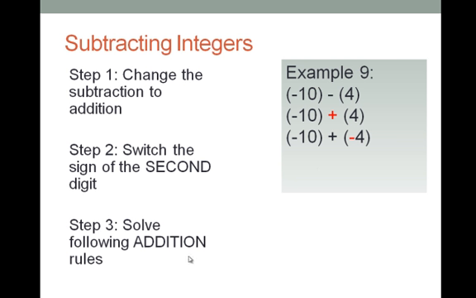Now step 3, solve by following the addition rule. So I have 2 negatives. Okay, the signs are the same. I'm going to add them. 10 plus 4 is 14. Keep the sign. So I have now -14.